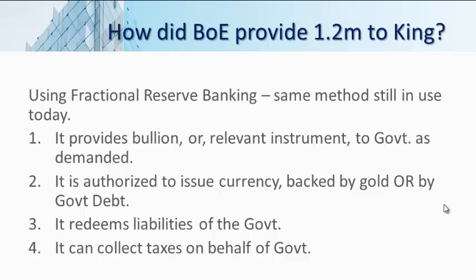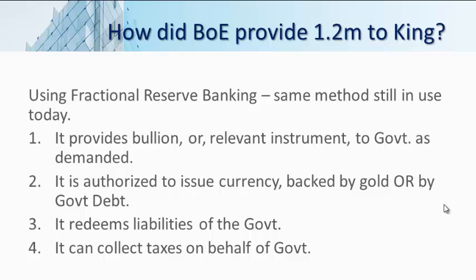The Bank of the King writes an IOU to the Bank of England saying that I owe you 1.2 million, and now the bank prints 1.2 million pounds in banknotes, which are backed by this IOU, and says, okay, here's your 1.2 million pounds. So basically the bank is providing the money to the king on the basis of the IOU that the king gave, so basically it's giving back to the king what the king gave to the bank. It's a very puzzling transaction, but we will see how this happened.